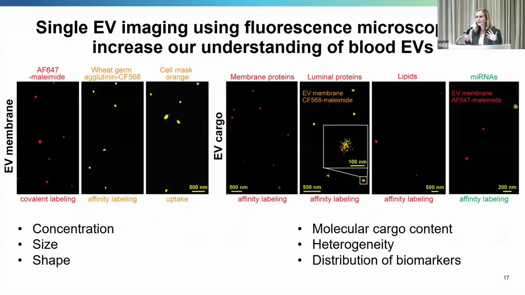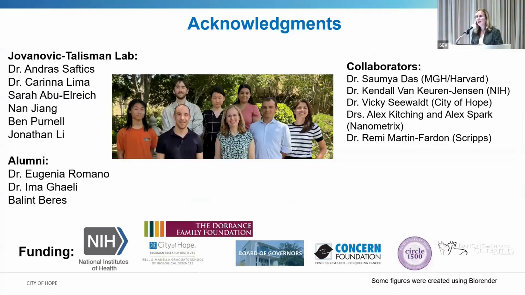So I hope that I showed you today that single EV imaging with fluorescence microscopy can be really useful for characterization. There are many parameters that we need to consider. We love that these EVs have heterogeneity. We need to find ways to describe them, right? We can look at the membrane, we can look at the cargo, we can look at the shape. Those are all important properties, and we should not forget about them as we are thinking about our EVs having a marker or not.